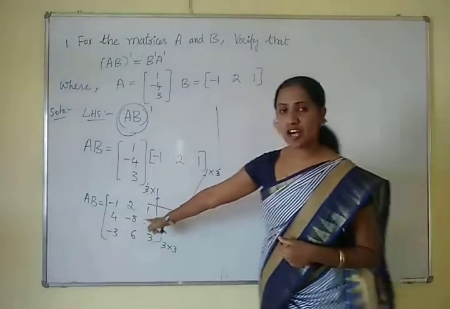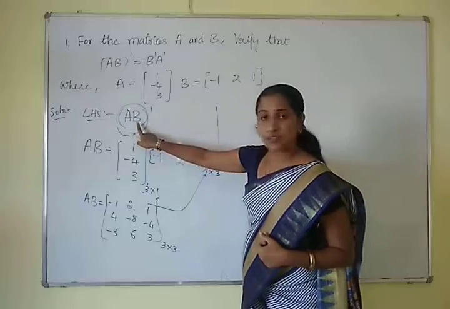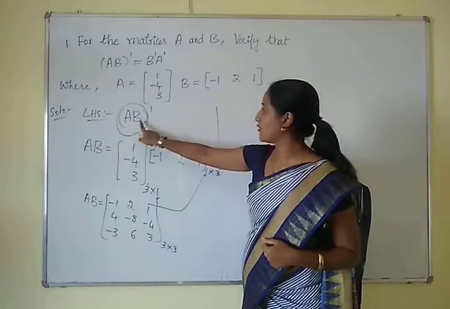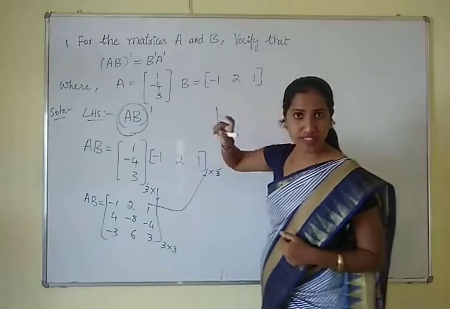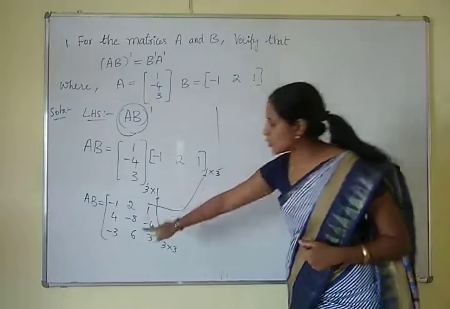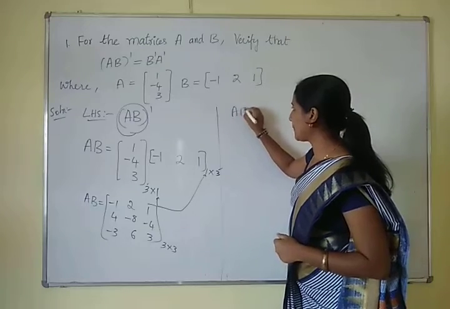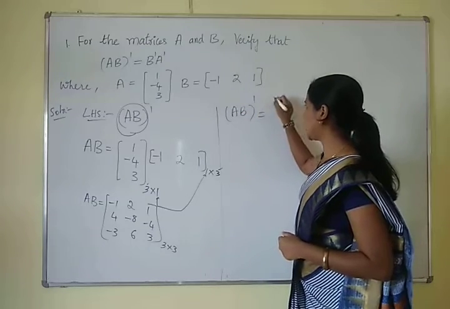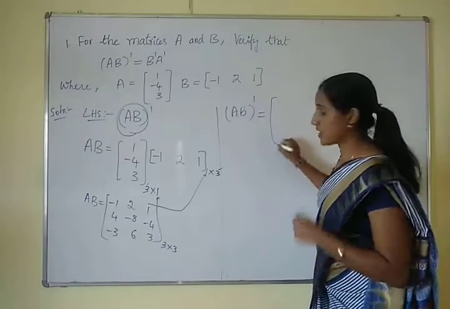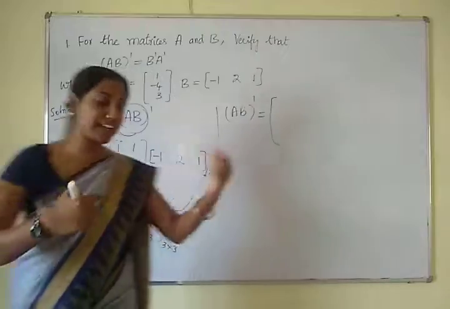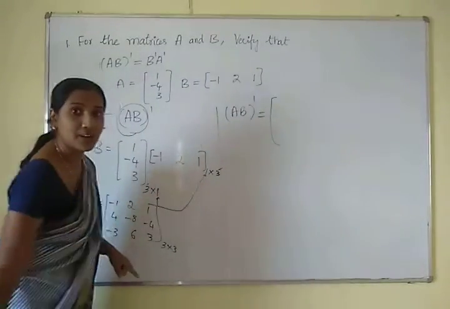Okay. Now we have got AB. Isn't it? After we get the matrix AB, what are we supposed to do? We should take a transpose. Clear? So how to take a transpose of this AB? We have to interchange the rows and columns. That is, take the row and make it a column. Take the second row, make it the second column. Take the third row, make it the third column.